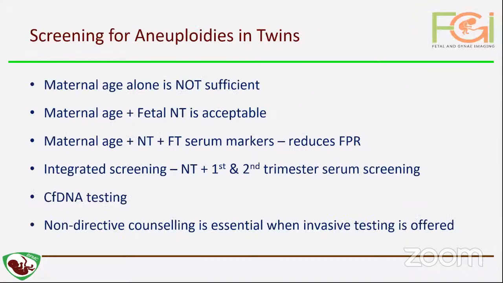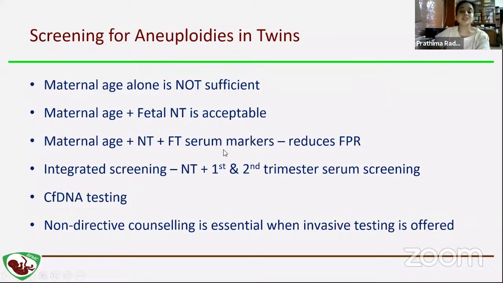So screening for aneuploidies in twins. Maternal age alone is definitely not sufficient. Maternal age with fetal nuchal translucency is acceptable. You add the serum markers, it helps to reduce your false positive rate.